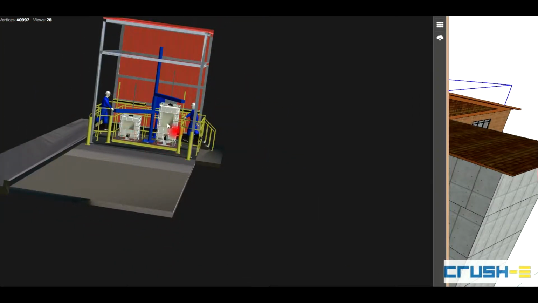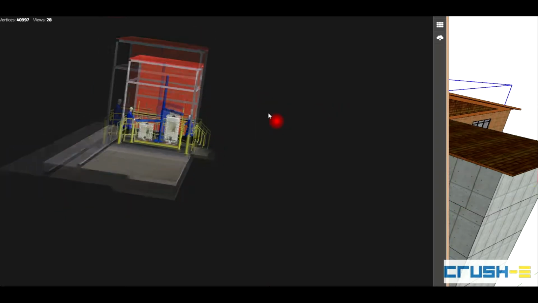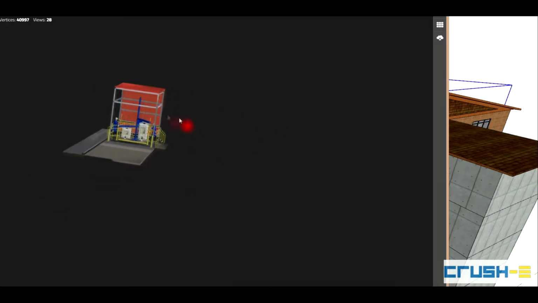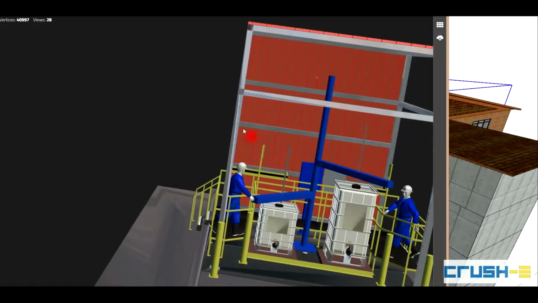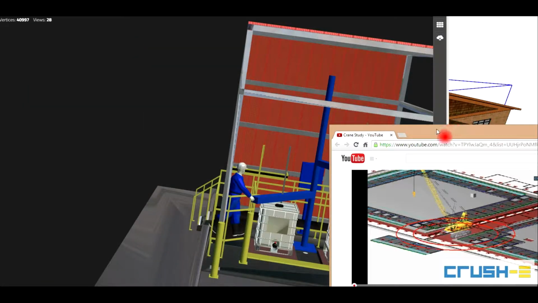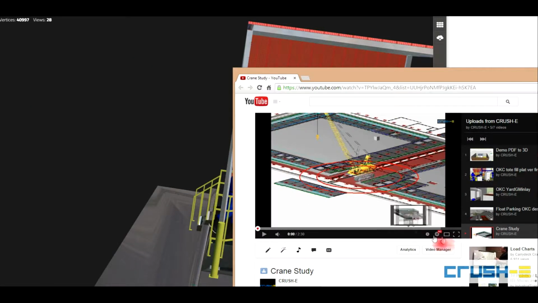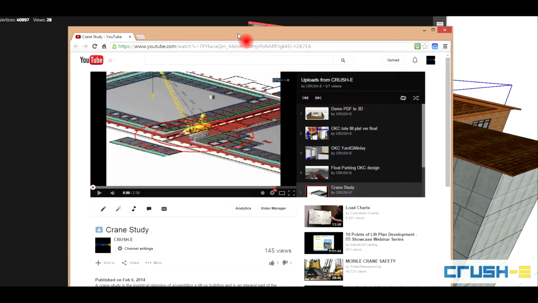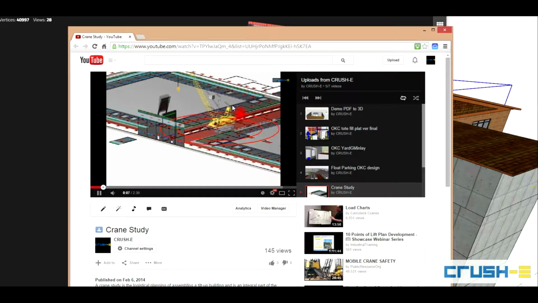And this is part of a huge model that's too big to actually host here because it would probably kill the server. But there's a basic idea of that. And then there's YouTube. There's some other things that we do with YouTube. Let's just play part of that. This is a crane study that we did for a presentation for the Army Corps of Engineers on a project that I did a while back.